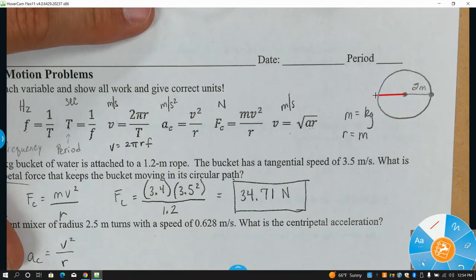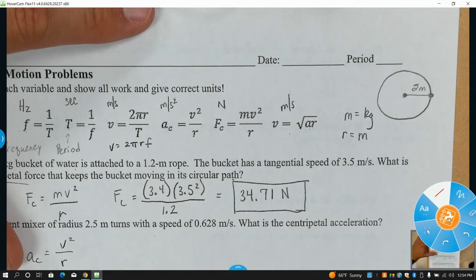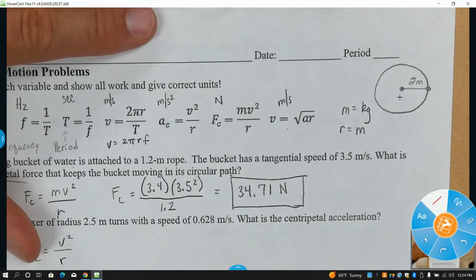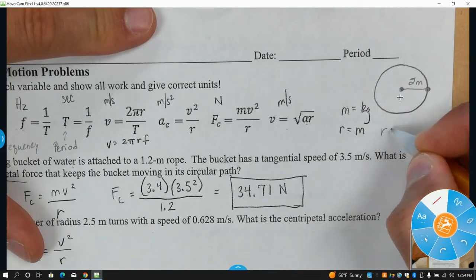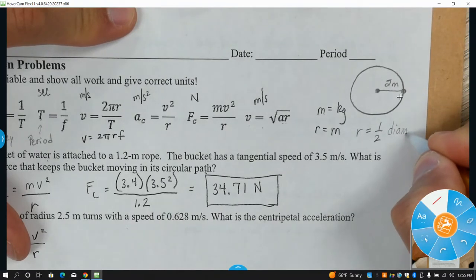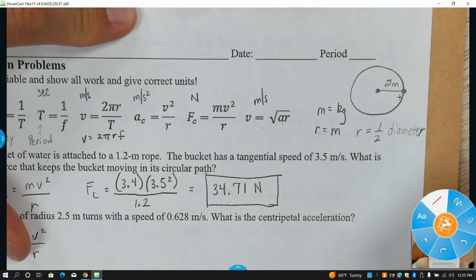Now, if they asked or gave us a diameter, this diameter would be 4, right? But in these problems, we have to make sure that we are using radius. There is only one problem on here that gives you diameter. So how do you find radius from diameter? R is equal to 1/2 the diameter. So make sure you write that down.